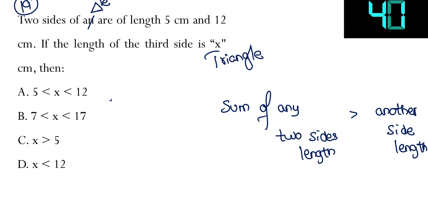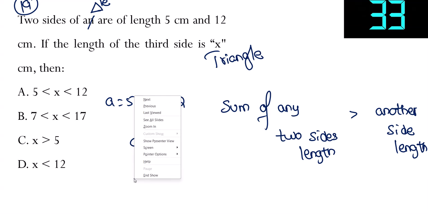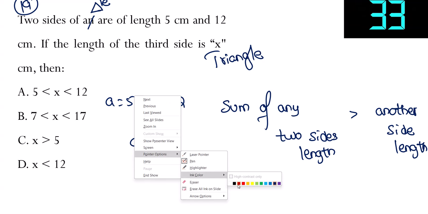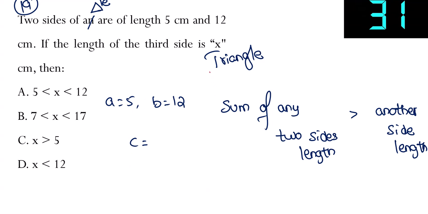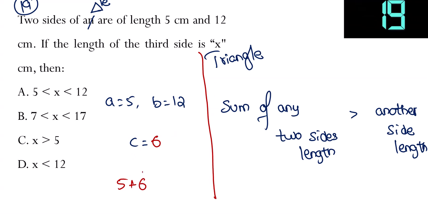As one side A is 5, B is 12. What about C, sir? Let us say they gave options here. If suppose they gave 5, 6, 12, all these things. If I take C equal to 6, then 5 plus 6 is 11, the sum of two sides is less than 12. So this is wrong. C value 6 is wrong. It should be greater. So 6 is not allowed.